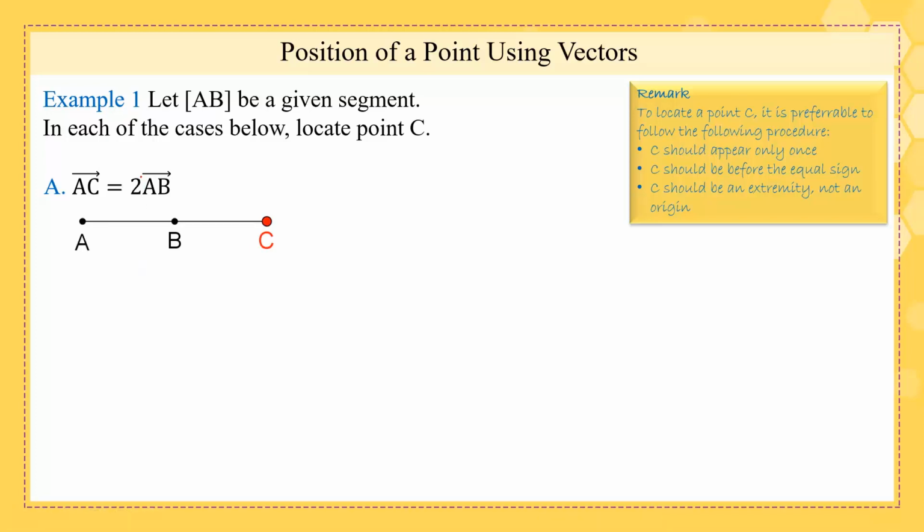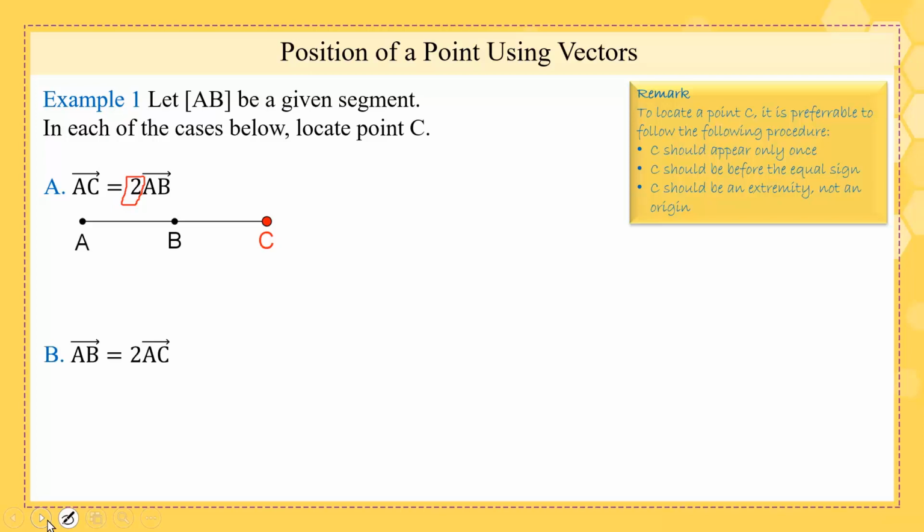That means when we see here a positive number, the vectors AB and AC must be of the same sense and same direction, and the magnitude of AC is twice the magnitude of AB. So by this way we locate the point C.